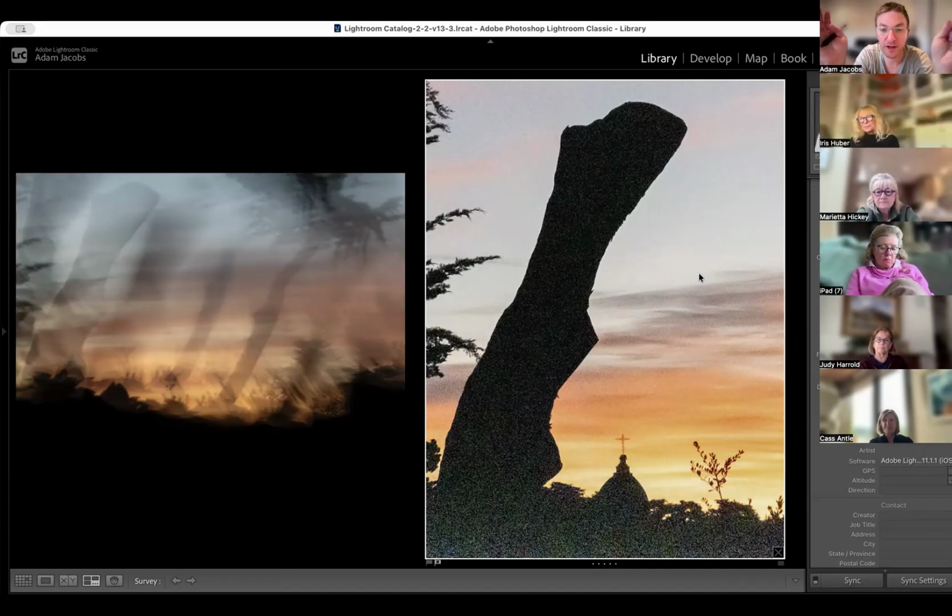Right. Okay. But even the one on the right, as I say, there's tons of ways we can get rid of the noise, but I'd rather you get it right in the camera. Good. Anyone got any questions for me?